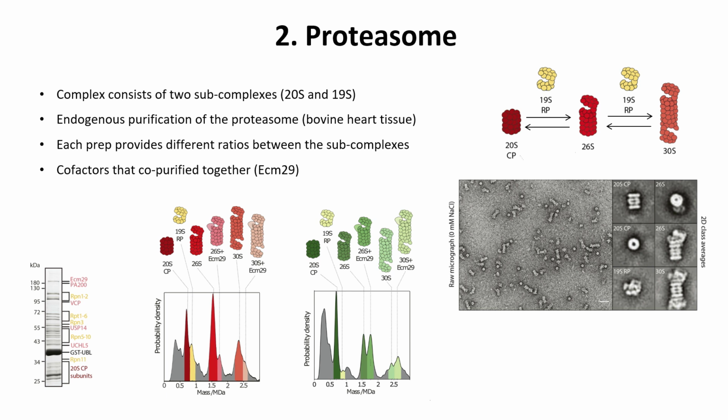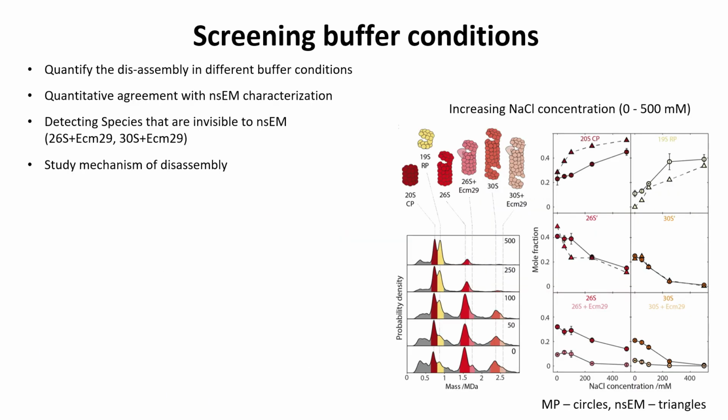And here are two examples of mass histograms that we took with mass photometry of proteasome in different preparations. The nice thing is that just by looking at the mass histogram, you can already get information about what you have in your sample. You can see quite nicely that the two preparations are quite different, specifically in the cofactors that were purified in the sample. So here we wanted to show how mass photometry can be used to screen buffer conditions.